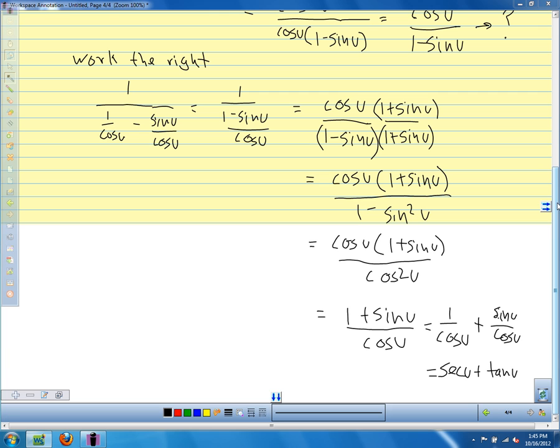I just split this into two fractions. So cosine u is my common denominator here, so I can turn this into two fractions. All right, so that one was long. We ended up hitting a dead end, and we had to figure out how to undo our dead end. So that can sometimes happen.